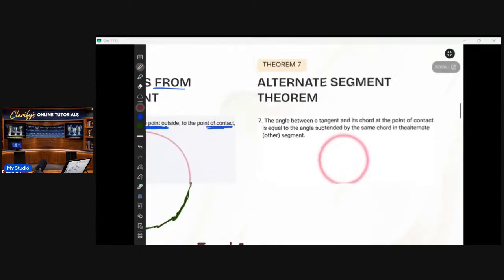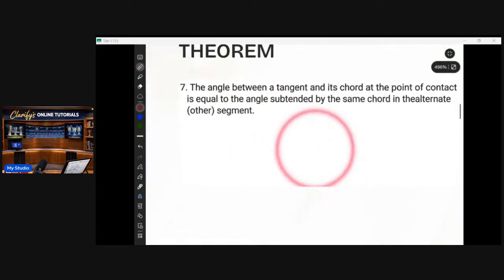Now one last one before we do questions. This is the one that a lot of people leave out. A lot of people know 6 theorems. They don't know 7. They love to leave out this one. Let's quickly do it and let's talk about it. Angle between a tangent and its chord. Right, let's move slowly.